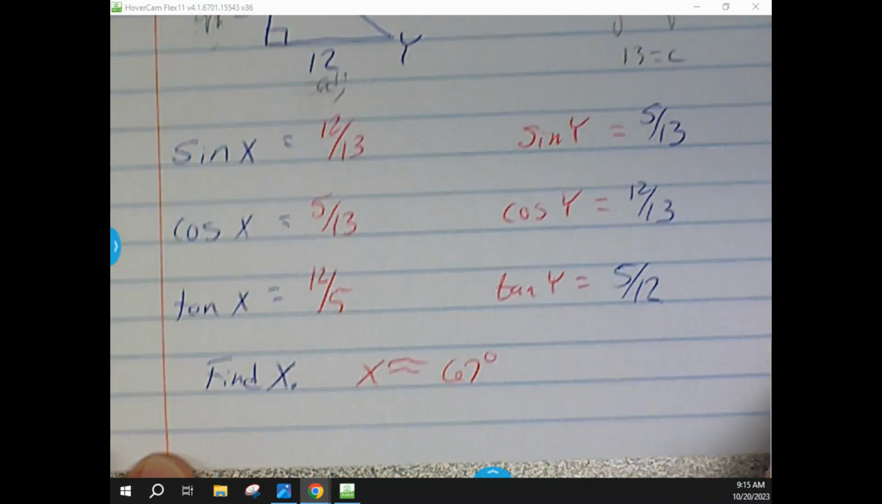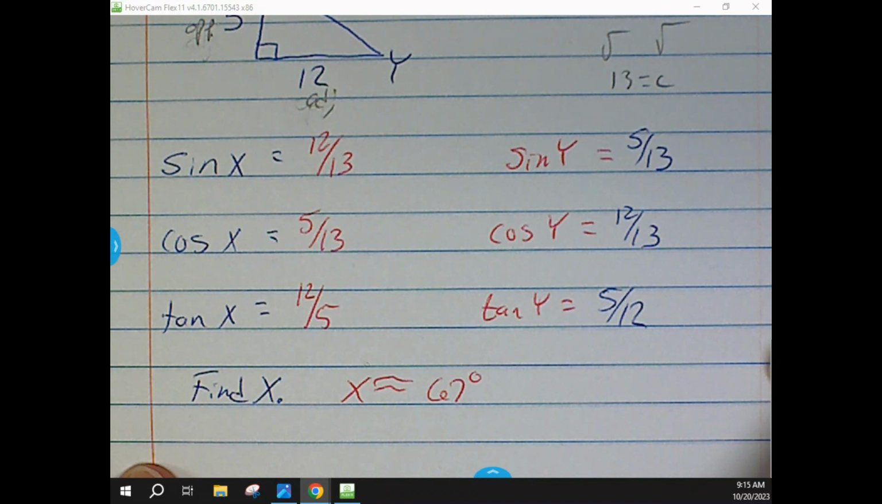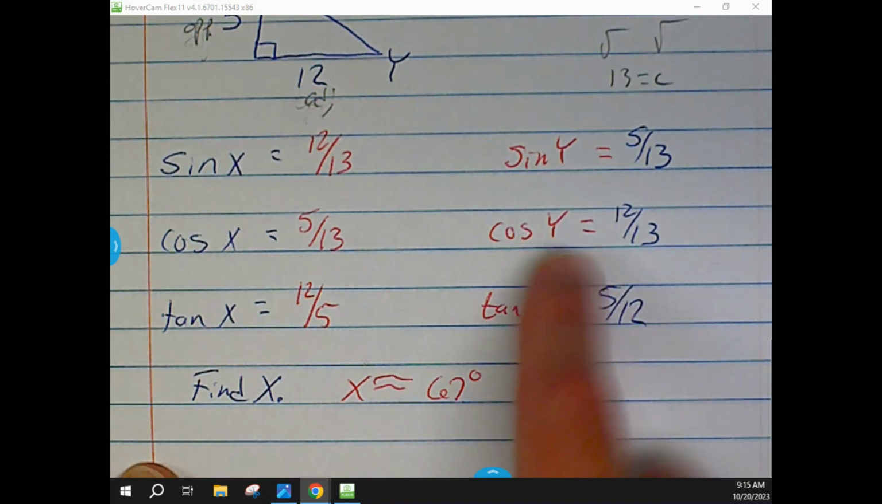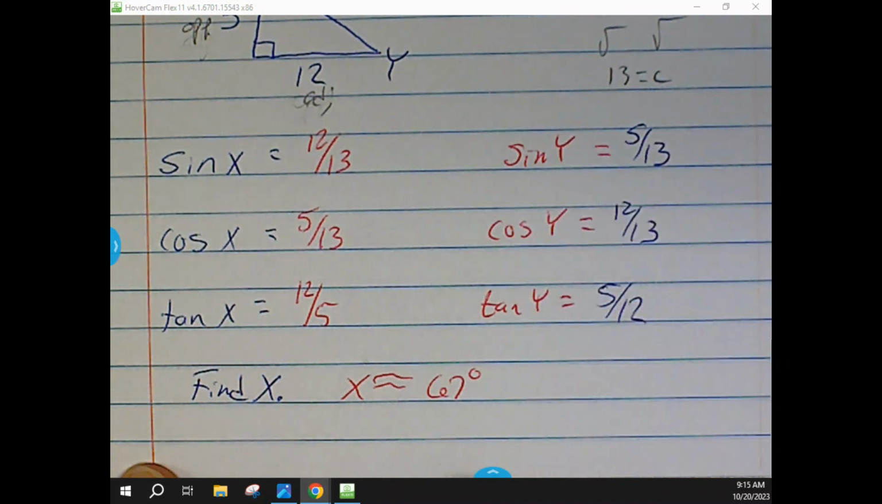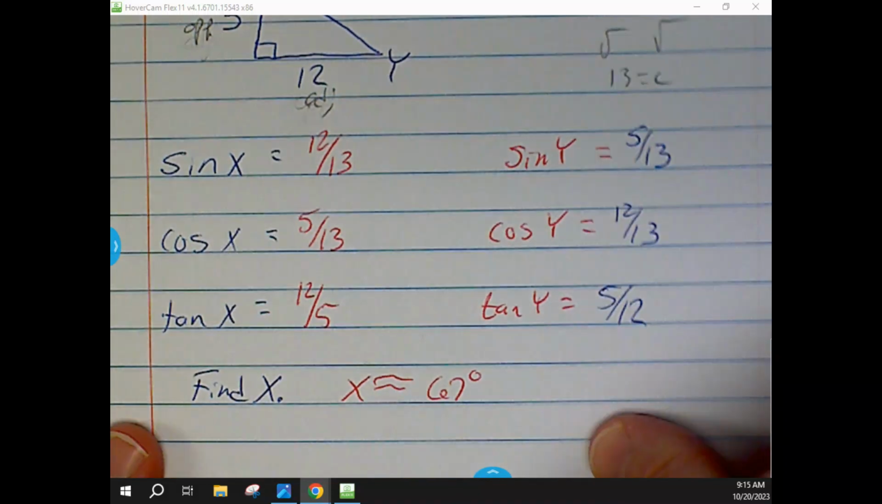All right, so everybody okay with the ratios and then how we find those angles? Okay, and you can do the same thing to find y. You can do second sine 5 over 13, do that. Or you could just subtract this from 90, and find out what y is going to be.